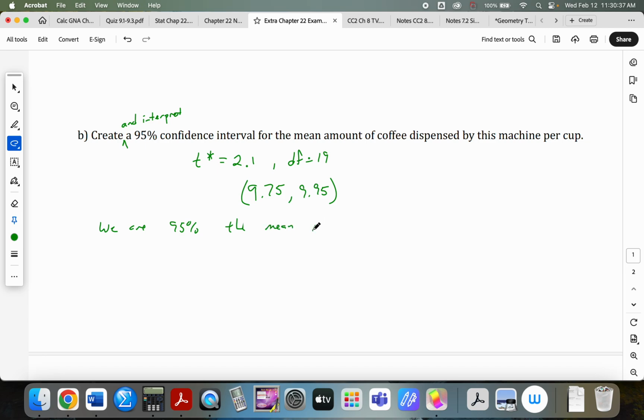number of ounces. So we don't say average mean? Well, mean means average. Yeah. Dispensed by the machine is between 9.75 and 9.95.